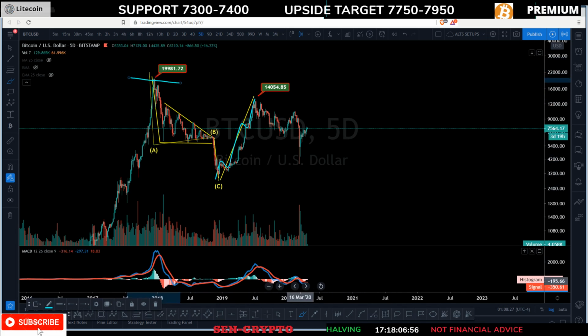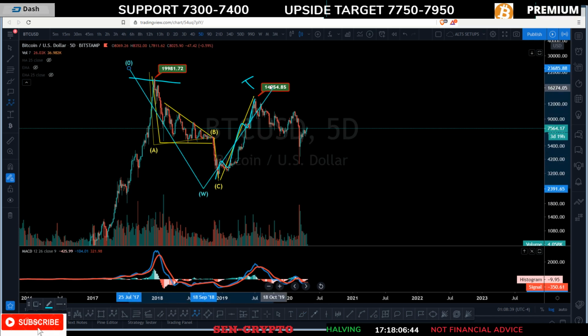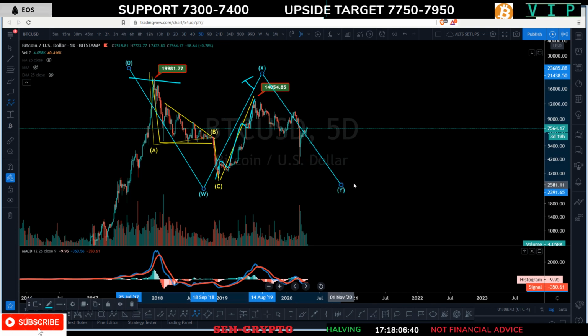So we call it X, and then what are we looking for? If we're assuming that's an X, we just have to assume we got to get another Y correction to the downside, right? So this is going to give us our W, X at 14k, and then we're going to be looking for a Y correction. And most of the time, your Y correction tends to break your W.